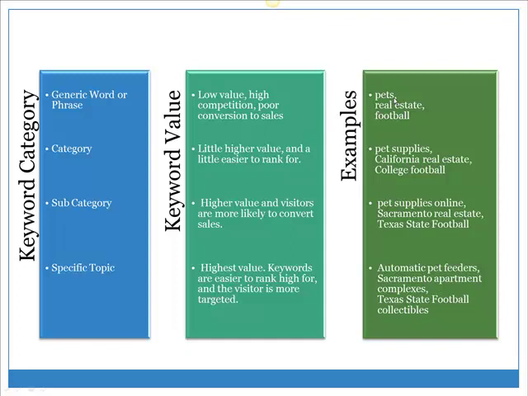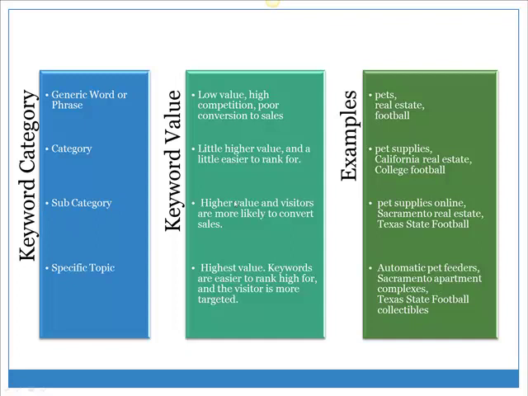These would be keywords like pets or real estate or football. If you're into those niches, then those are the keywords you're going after. They're going to be low value, high competition, poor conversions. Next are your category keywords. These are going to be a little higher value and a little easier to rank for. So instead of pets, you've got pet supplies. Maybe California real estate. So we're narrowing it down a little bit. College football instead of NFL.